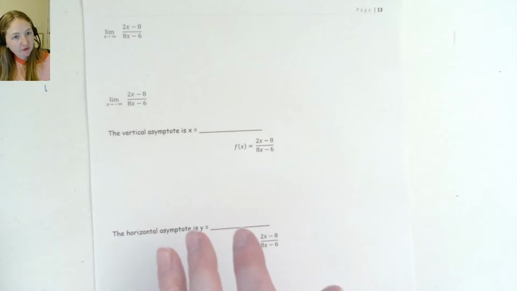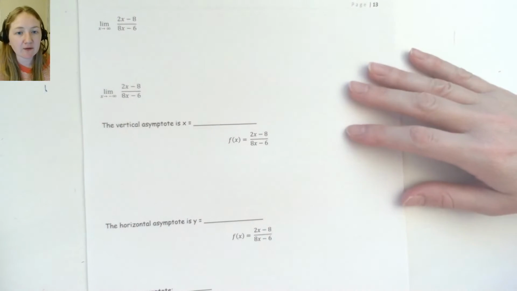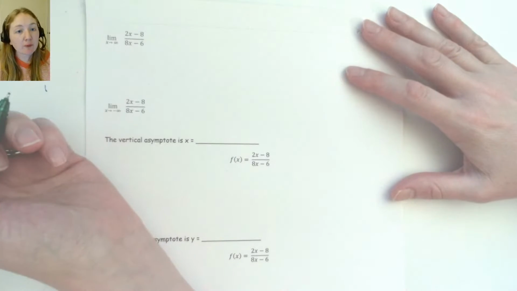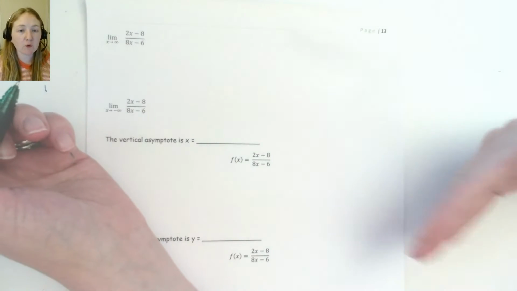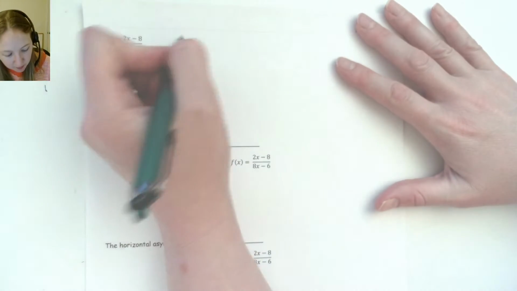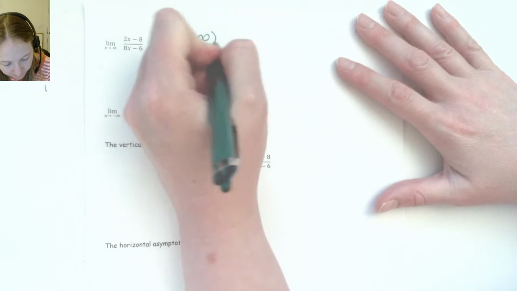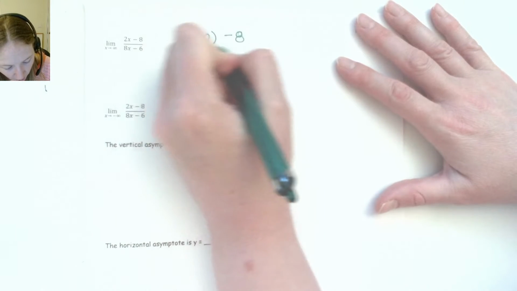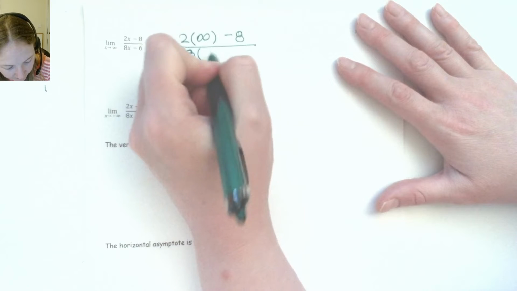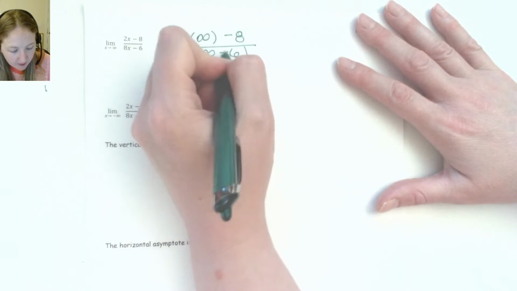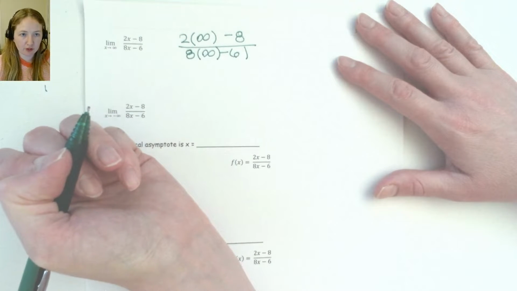Okay, next we are asked for the limit as x goes to negative and positive infinity. So remember, what do we always do with limits? We plug in. Now, when we plug in here, we're going to have 2 times infinity minus 8 over 8 times infinity minus 6. That is one way to approach it.